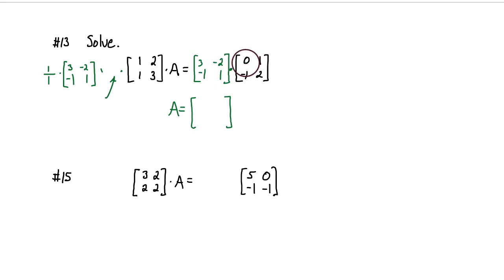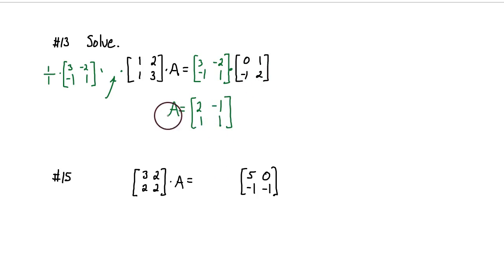3 times 0 is 0, plus -2 times -1 makes 2. 3 times 1 is 3, plus -2 times 2, which is -4, so this is -1. Now let's do the bottom row. -1 times 0 is 0, plus -1 times -1 is +1. -1 times 1 is -1, plus 1 times 2, which is 2. So -1 plus 2 is 1.